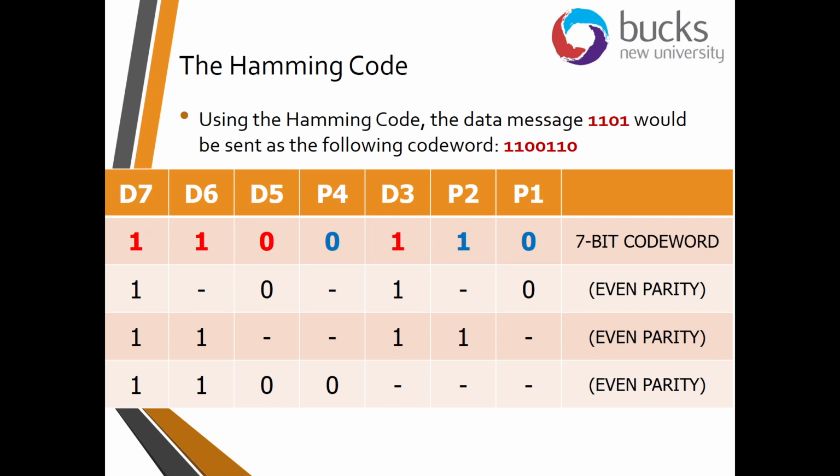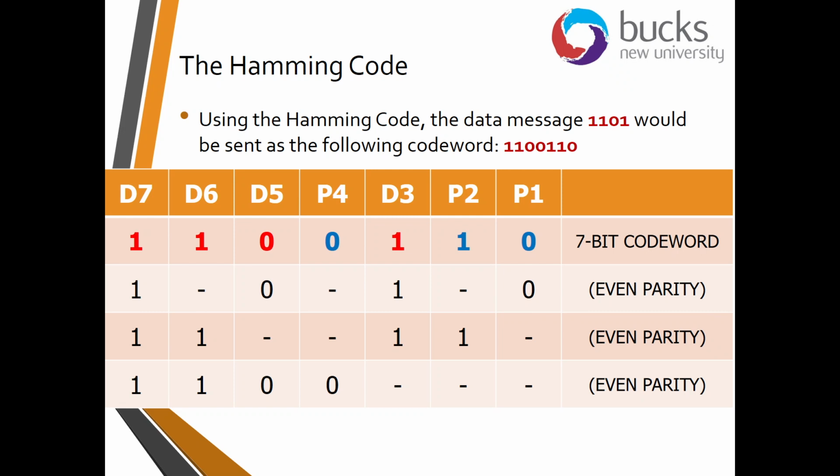So if we're using the Hamming code, the data message of 1011 would be sent as the following code word: 0110011. And we can see that laid out in the table below. So each of the parity bits has been created from the combination of the data bits to be transmitted. Parity bit 1 was set to 0 based on the data bits within it, 3, 5, and 7 being 1, 0, 1. So even parity would be 0 for the parity bit.